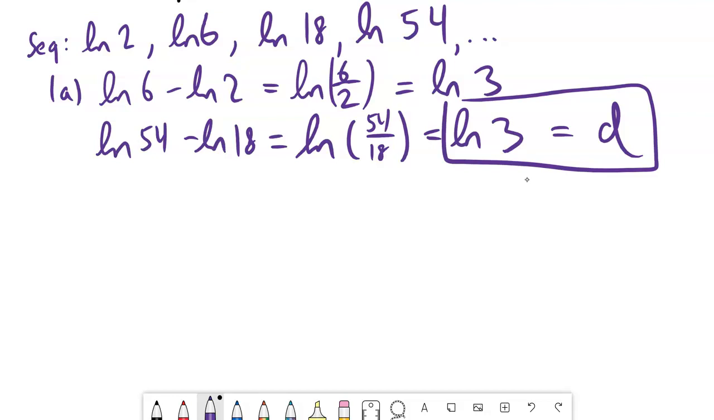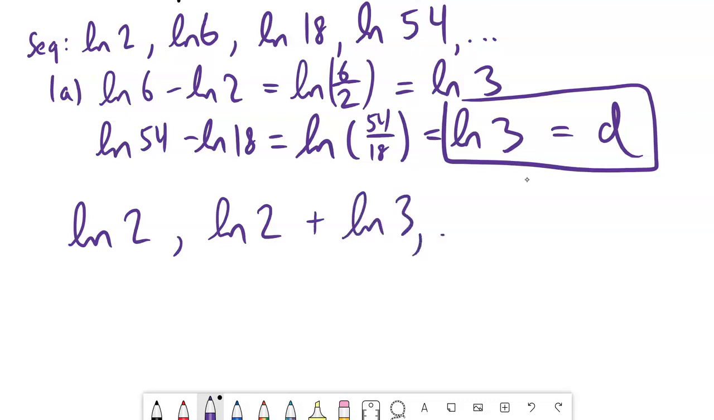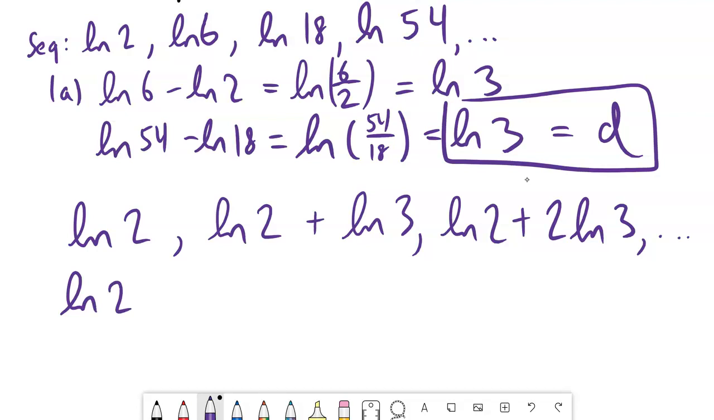So what we should do is by taking this first term, right? How is it with the second term? It's this term, and then we have to add the common difference, right? Add D, which is a natural log of 3, and then the third term would be natural log of 2 plus 2 times the natural log of 3, right? And this pattern still holds. So we keep this pattern going. We get natural log of 2 plus n minus 1 natural log of 3, which is the common difference.